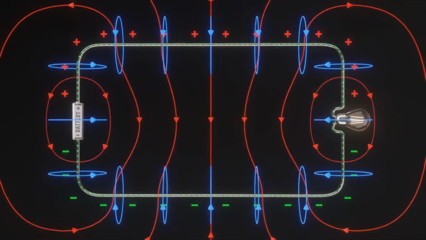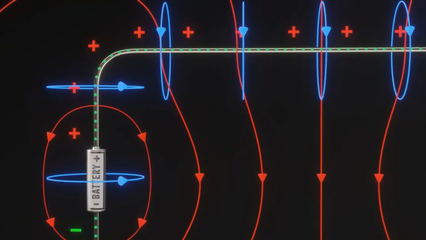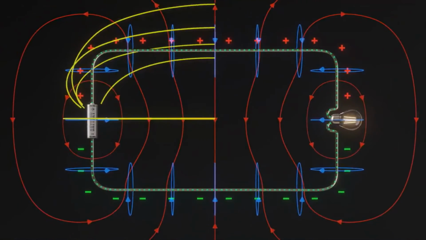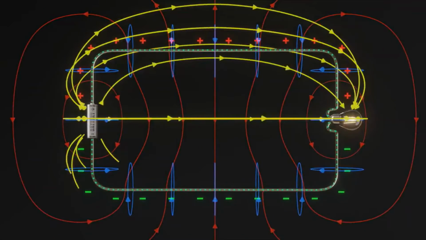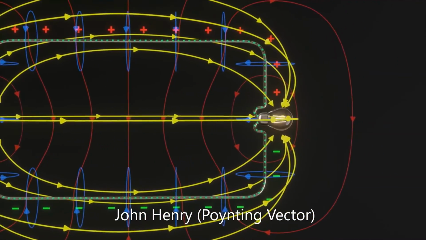So according to Poynting's theory, energy should be flowing. Along the wires, again, you can use the right-hand rule to find the energy is flowing to the right. This is true for the fields along the top wire and the bottom wire. But at the filament, the Poynting vector is directed in toward the light bulb.